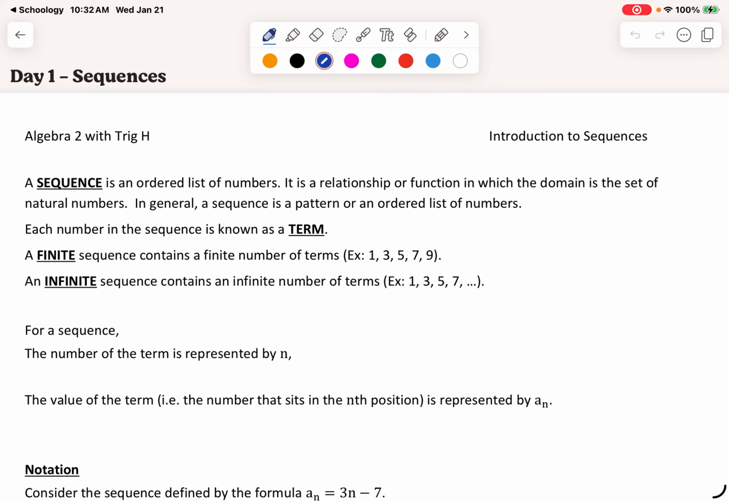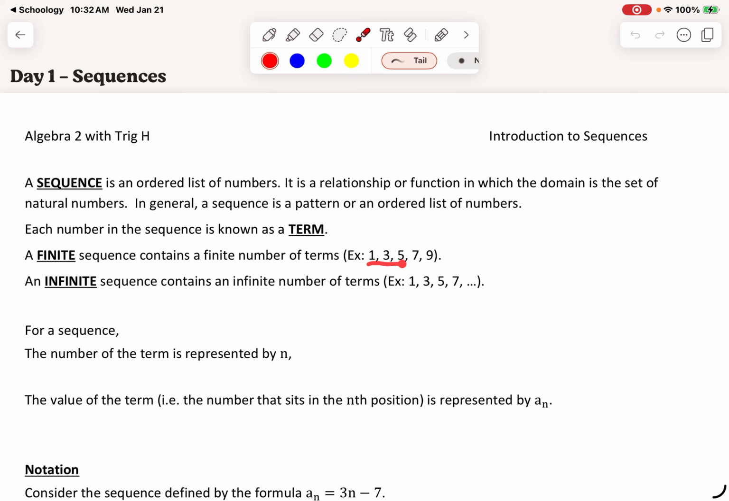All right, this is our first lesson of the chapter in sequences and series, and this is an introduction to sequences. So first off, what is a sequence? A sequence is an ordered list of numbers. It's a relationship or function in which the domain is the set of natural numbers. In general, a sequence is a pattern or an ordered list of numbers. So right here and right here, that is two examples of sequences.